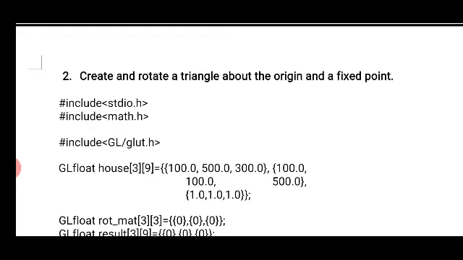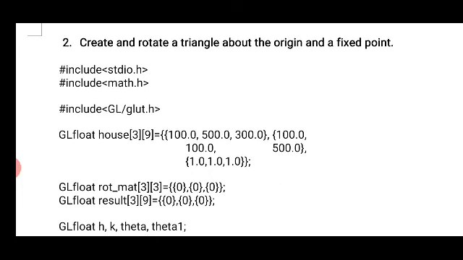Now for rotating a particular triangle we are going to use a two-dimensional rotation matrix, which is a 3 by 3 matrix given by cos theta, minus sin theta, 0; sin theta, cos theta, 0; 0, 0, 1. We have already discussed this 2D rotational matrix. Now we are going to implement this program using the concept of the 2D rotational matrix.